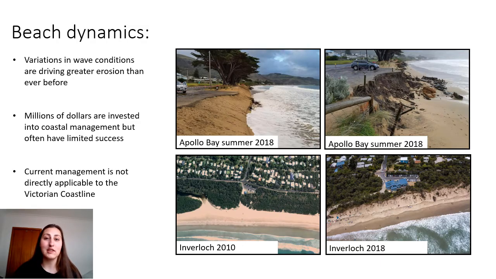Over the past few years, our Victorian coastline has become victim to increased variations in wave conditions and storms, which is driving greater erosion than ever before. The impacts of which you can see in the pictures below, where these storms are threatening both coastal land use and infrastructure alike. As a result, our government is currently investing millions of dollars into coastal management projects.